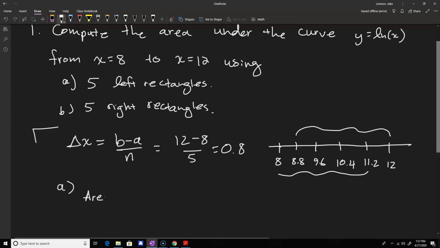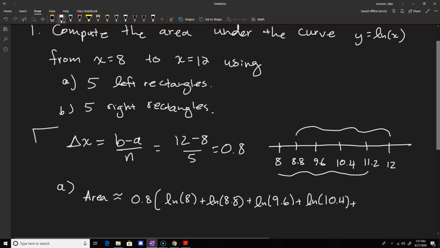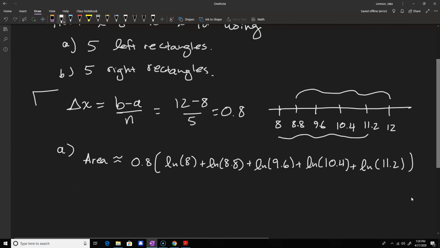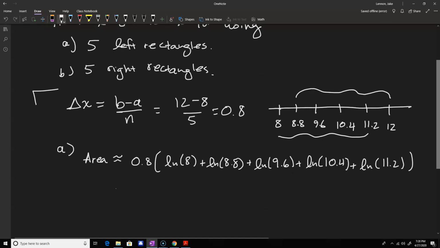So for A, the area is going to be given by approximately 0.8 times the natural log of 8 plus the natural log of 8.8 plus the natural log of 9.6 plus the natural log of 10.4 plus the natural log of 11.2. And we can approximate that in our calculator. Let me do that quickly, and I'll round that answer to 2 decimal places. So that comes out to about 9.02.